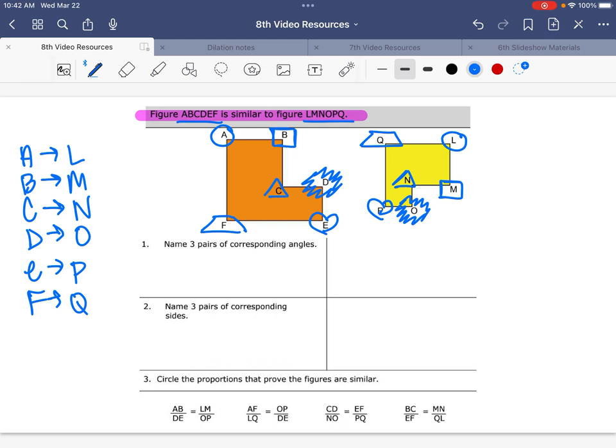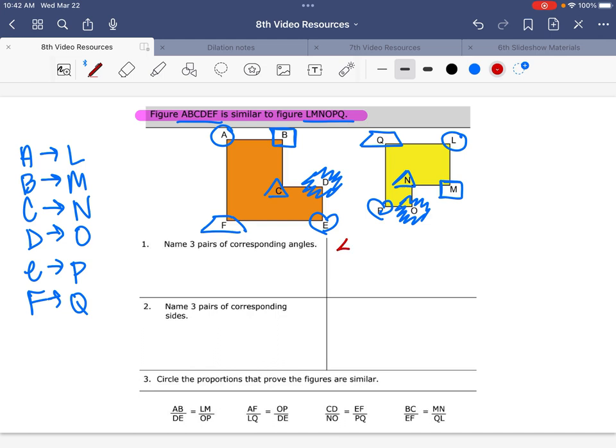All right, so now that I've annotated on my shapes which vertices correspond with what, then this number 1 where it says name 3 pairs of corresponding angles becomes very simple, because corresponding just means in the same position in a similar shape. So point A corresponds to point L because they are in the same position of the shape. Keep in mind, it doesn't matter that it's rotated, because if we rotated them back to where they were in the same direction, point A would match with point L. So we're just going to label a couple.